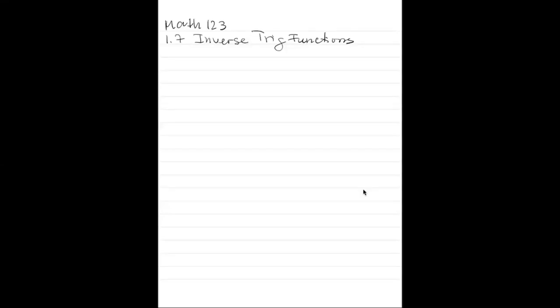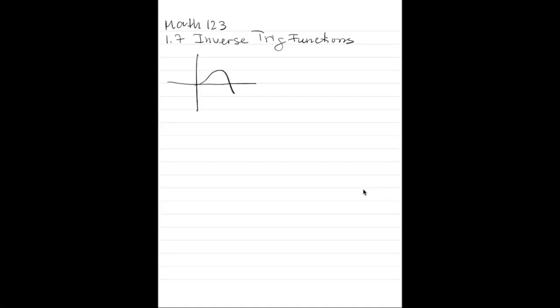1.7 Inverse trig functions. In order to have an inverse function, the function has to be one-to-one. So recall what one-to-one functions are. We need to perform the vertical line test.